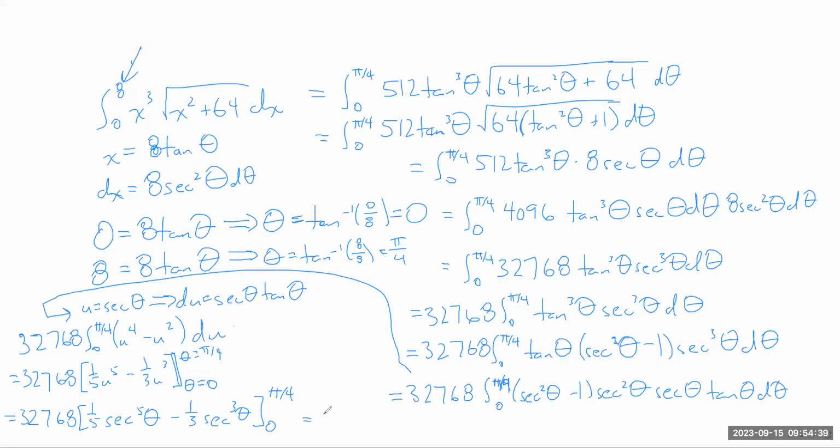Should we just be completionists and get this big stupid number? 1/5 times, we said root 2, right? So 1/5 times 2 to the 5 halves power minus 1/3 times 2 to the 3 halves power minus 1/5 minus 1/3.